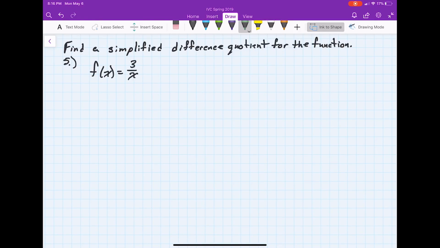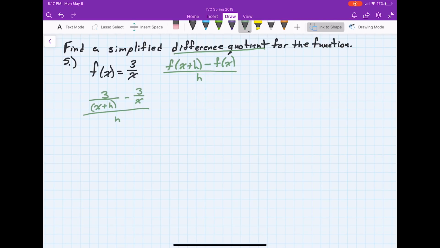So the next couple, we're going to find a simplified difference quotient for the function. To remind you what that is, it's f of x plus h, the quantity, minus the function f of x, all over h. What this means is we are going to substitute x plus h in for the original function where there's an x. So we have 3 over x plus h, and then that is going to be minus the original function, which is 3 over x, and then all of that over h.